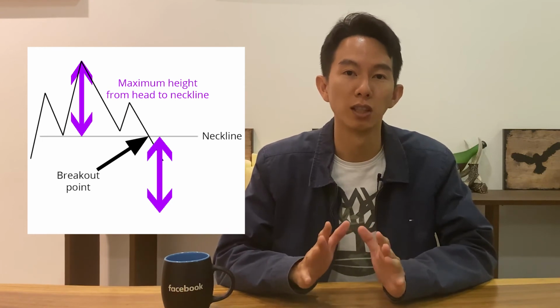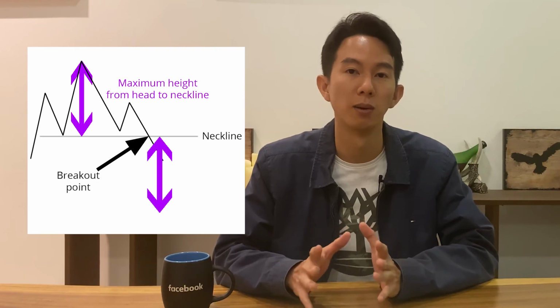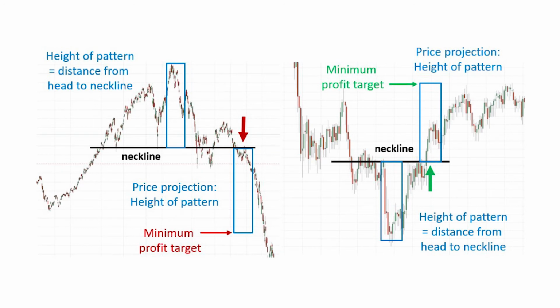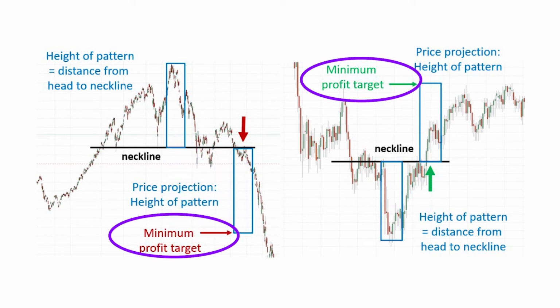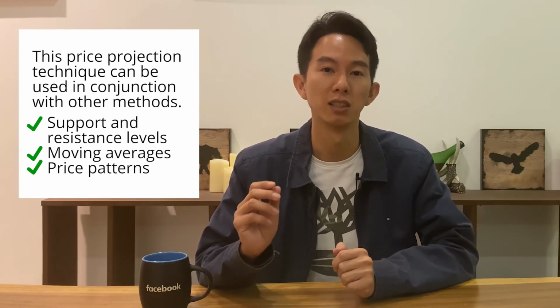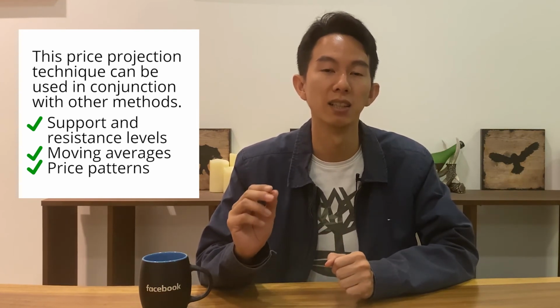If the neckline is not clear or if there are multiple necklines, it is advisable to go with the most conservative option and use a smaller projection. In the chart above, the maximum height of the head and shoulders pattern is indicated by the blue rectangular box, which is then used as a price projection at the breakout point. The horizontal arrow indicates the price level which serves as the minimum profit target for the head and shoulders pattern breakout. This price projection technique can be used in conjunction with other methods such as support and resistance levels, and if there is any confluence, gives an added layer of confirmation.